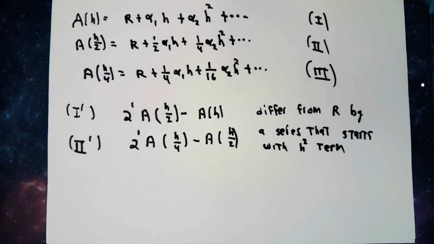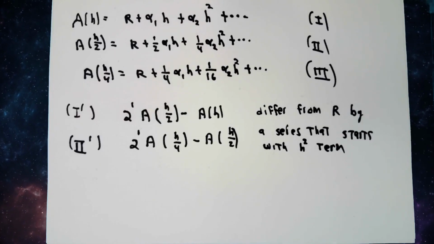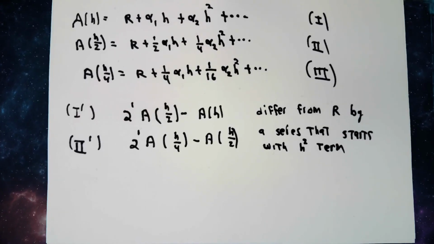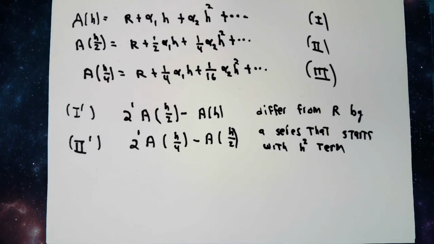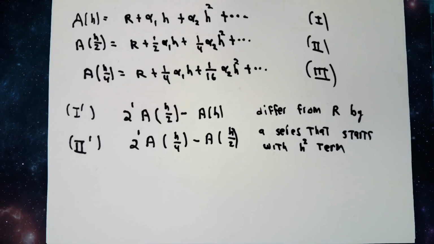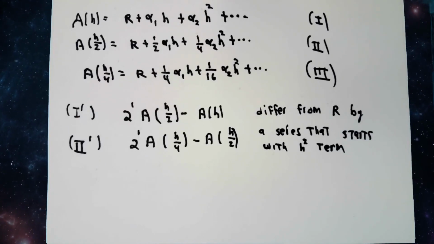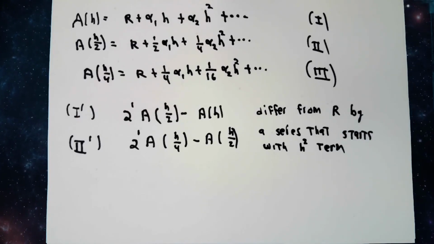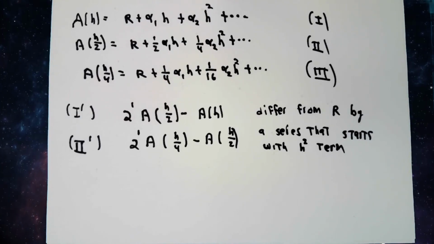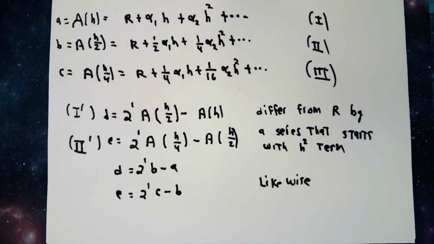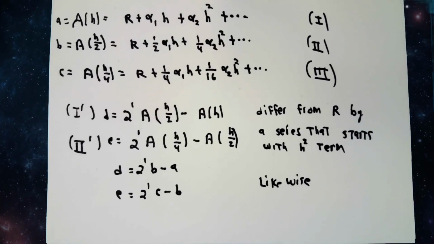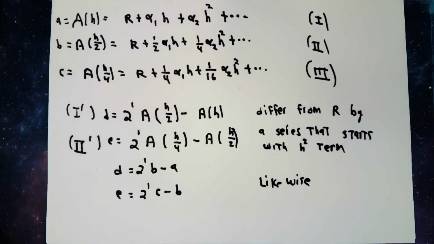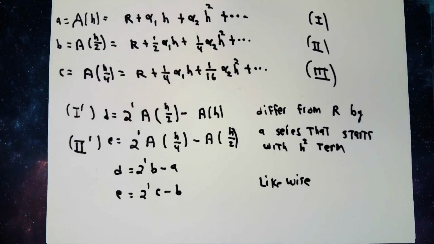If I carry this idea out, I will get things that start off with an h squared instead of an h, which hopefully would give me a more accurate estimate. This is true even though I don't know what the alpha numbers are. So I'll call my approximation based on h, little a, b will be the approximation based on h over 2, and c will be the approximation based on h over 4.